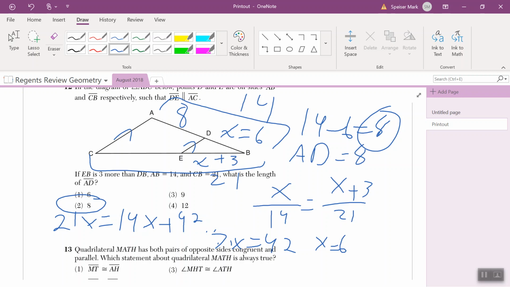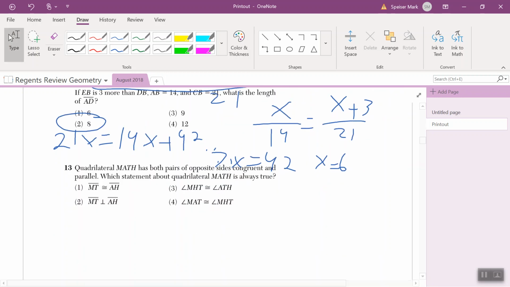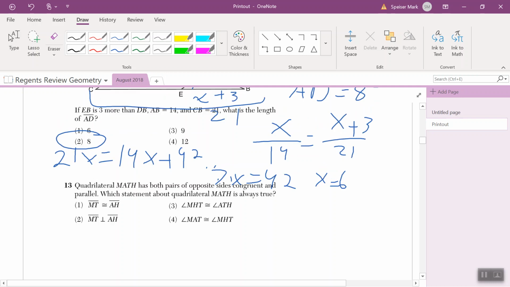Okay, on to question 13. Quadrilateral MATH has both pairs of opposite sides congruent and parallel. Which statement about the quadrilateral MATH is always true? So opposite sides are congruent and parallel, so this quadrilateral is a parallelogram.